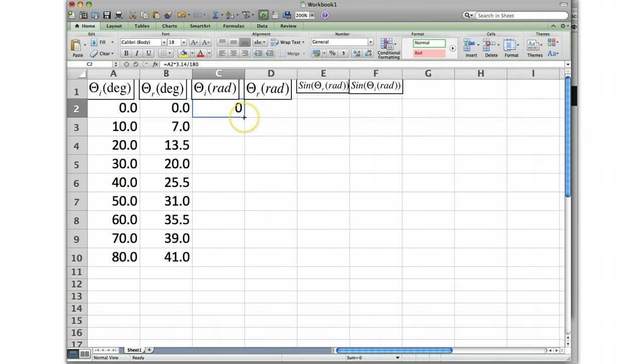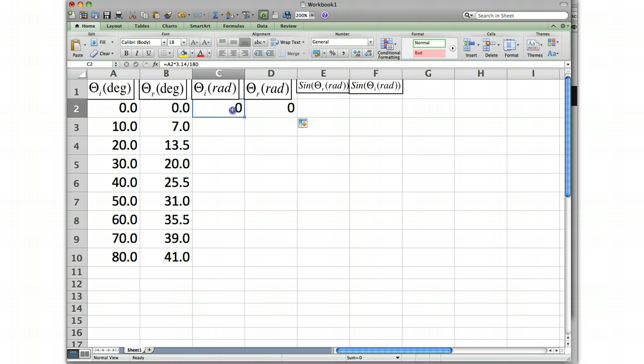You notice how the cursor changes from a fat plus sign to a skinny plus sign. I'm going to drag it to the right, and that's going to go ahead and copy that equation. It actually pays attention to the fact that I've slid over one cell, so now it is using this B column to make the calculations.